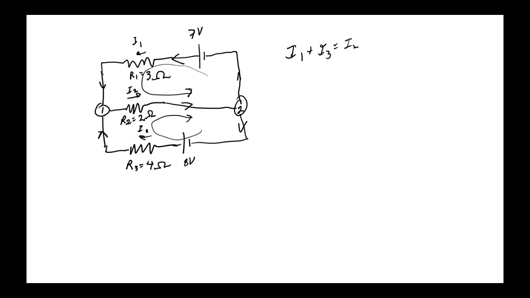There's a couple ways you can do it. I like to start just past the battery here and start going this way. So here we have, like I said, the voltage drop here is going to be I1 R1. Well, R1 is 3, so this is going to be 3 I1. And then this is in the same direction of the current. That would be 2 I2, is equal to 7 volts.